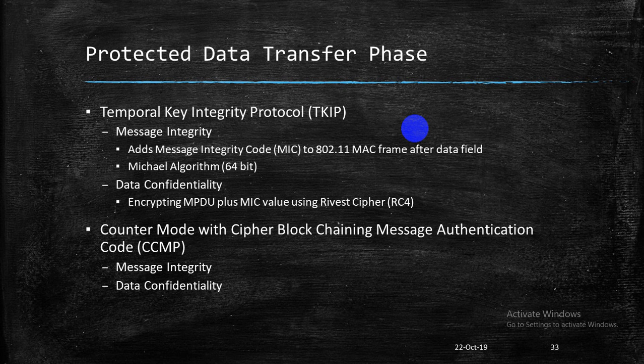Now comes the protected data transfer phase. In the protected data transfer phase, the Temporal Key Integrity Protocol is used to maintain message integrity and data confidentiality. And there is CCMP, or Counter Mode Cipher Block Chaining Message Authentication Code Protocol. It also provides message integrity and data confidentiality. In the protected data transfer phase, either of these two protocols can be used: TKIP or CCMP.